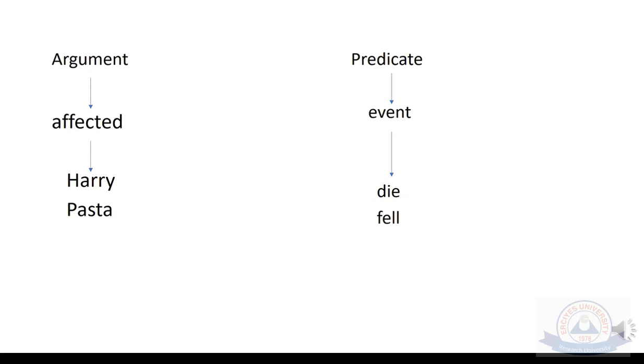And in the predicate event, there is an event, like the change of condition of the doer or agent, which are Harry and pasta. And the change, the event here, is died and fell. These are the predicates, actually.